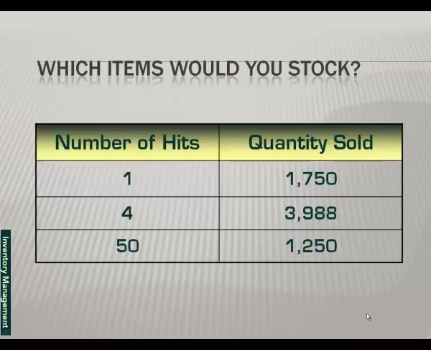All right, so let's have a look at some actual numbers and answer some questions about which items we might want to stock. And our answer, by the way, is going to change as we go forward. Let's suppose we had one hit for 1,750 of an item. Would we stock that item? Well, not necessarily. We need to look at the pattern. We're talking about a number of hits within a particular time period. Maybe that's a month. If we sell 1,750 a month, we might stock the item. If we sell 1,750 one time last year, we might not stock it at all.